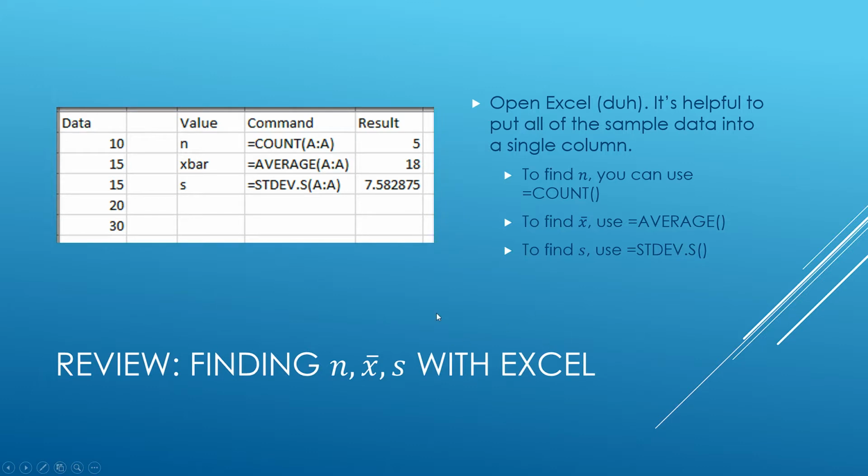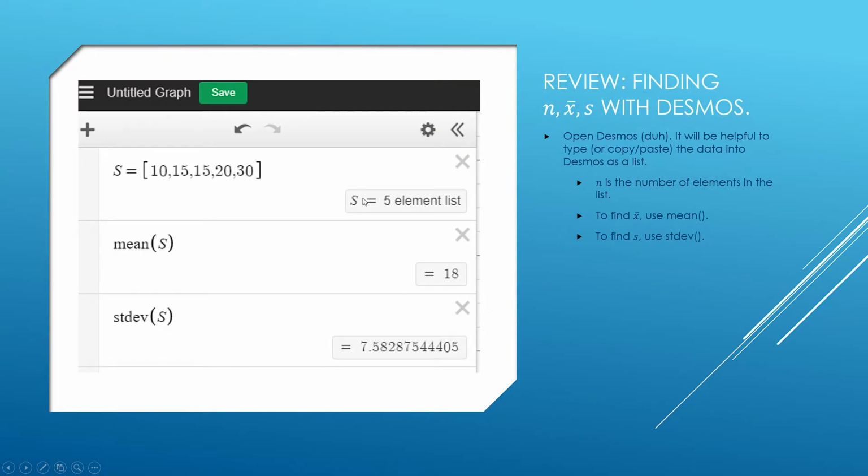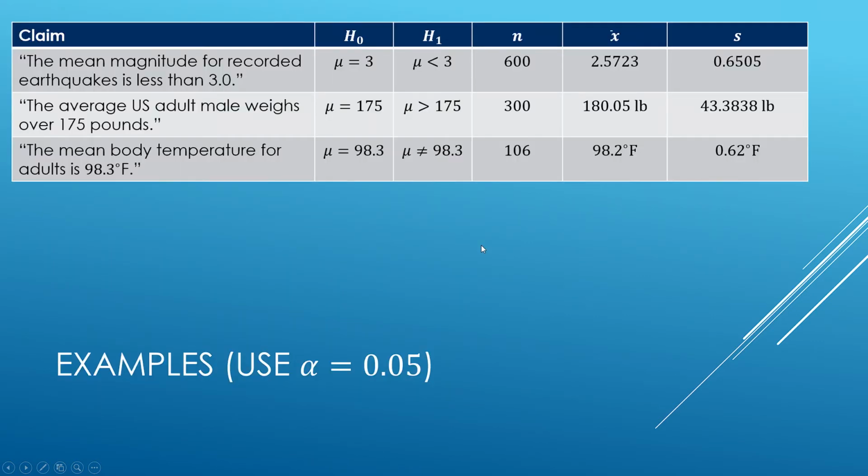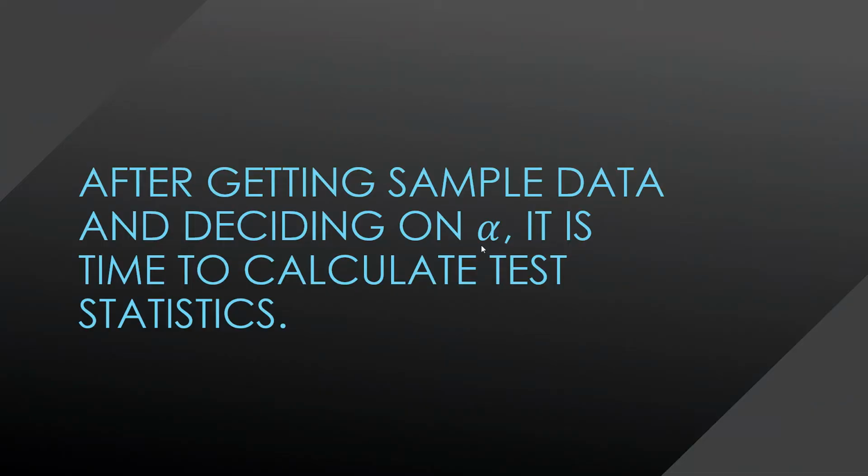If you want to use Excel, you open Excel and type all the data into one column, or do it however you want. Equals count, equals average, equals standard deviation, and that will give you your values. Again, you'll note they agree with what we had over there. You can also do it with Desmos. You can copy paste or type it in like this, and then do mean and standard deviation. And again, we're going to get mean and standard deviation.